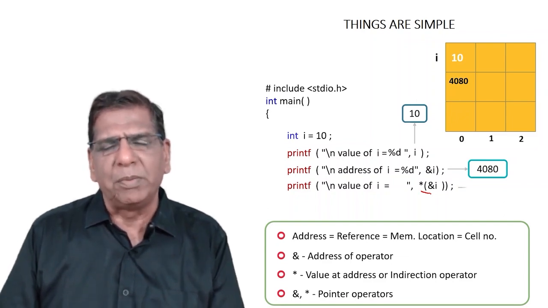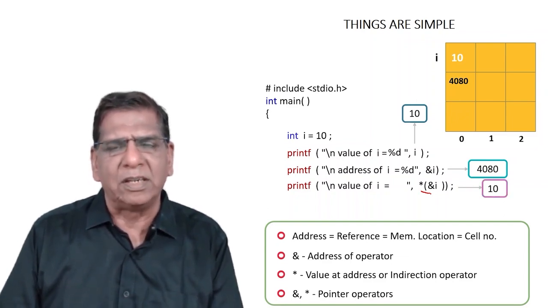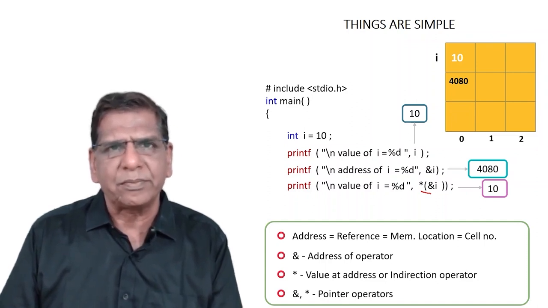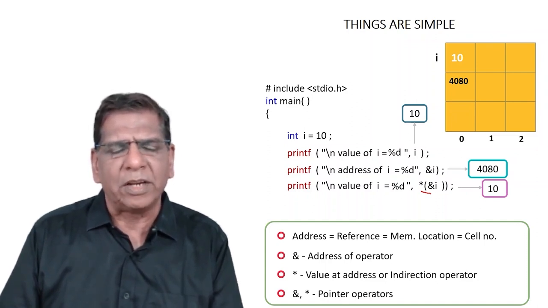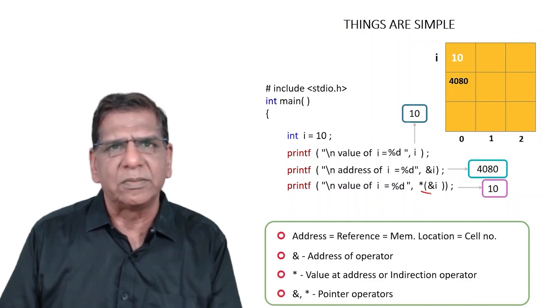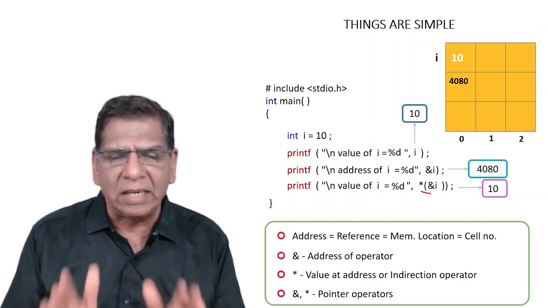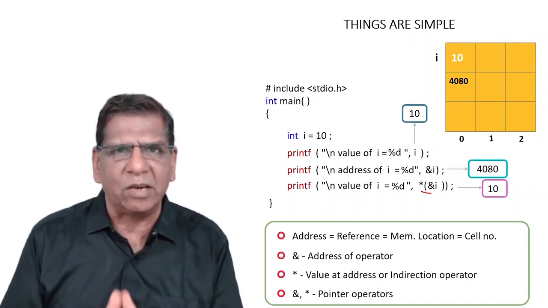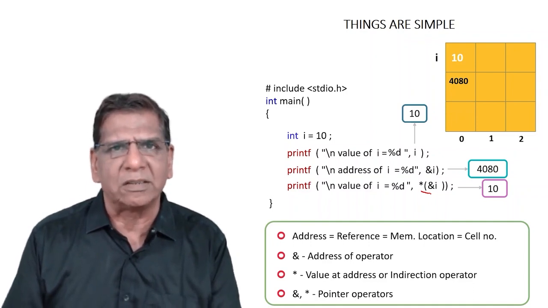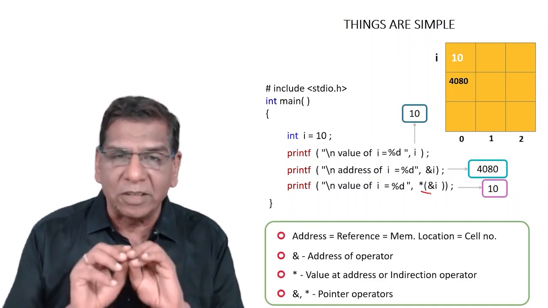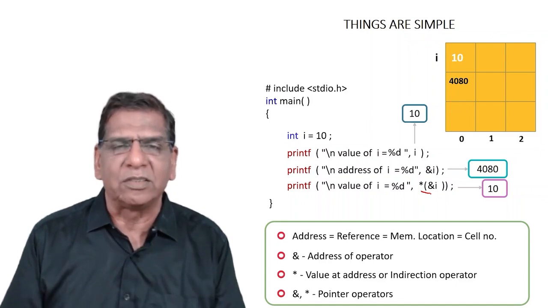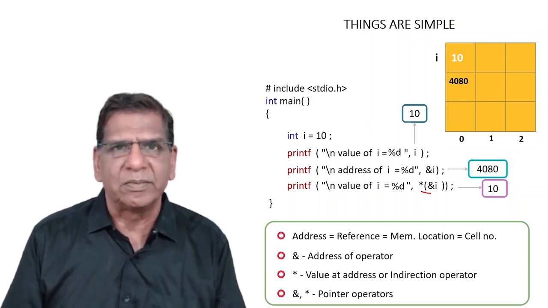So if 10 is to be printed out, we should naturally employ %d as the format specifier. And then finally put a closing brace. So all that we have learnt here is that & is the address of operator, * is the value at address operator, and together they are known as pointer operators. In fact, with that we are actually done with pointers. We are through with pointers.